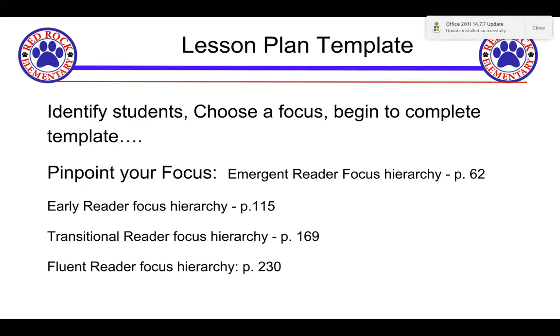Before you start, think about your focus. Jan Richardson has given us a hierarchy of foci. Turn to the page that pertains to your students and read the paragraph entitled Pinpoint Your Focus. Remember that guided reading is a time where the child is taught rather than the curriculum. What's the child's biggest need? Jan Richardson will help you understand what should be taught first, helping you to define the focus. Please pause the slideshow.